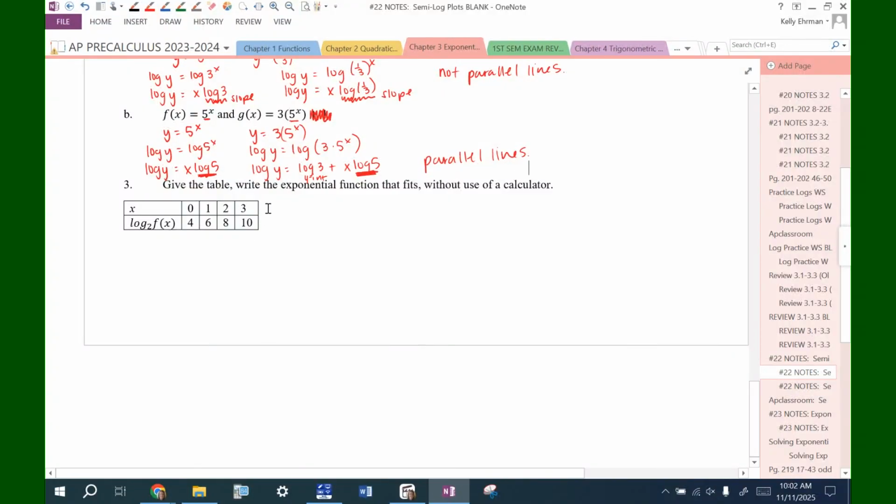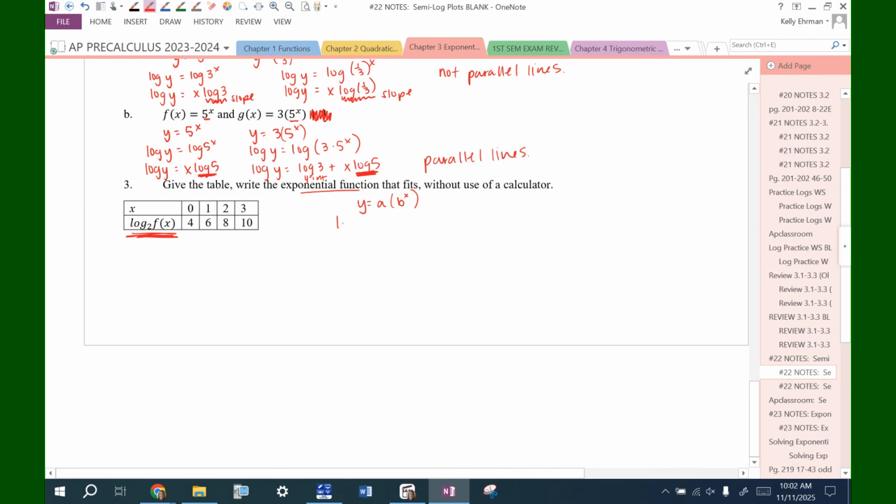Okay, given the table, write the exponential function that fits without using a calculator. If I could use a calculator, I could just try to do regression somehow. But pay attention to this. This says log base 2 of f of x is equal to 4 or 6 or 8. So I'm trying to write an exponential function like y equals some a times some b to the x. And a and b are related to the slope of a linear equation, right?